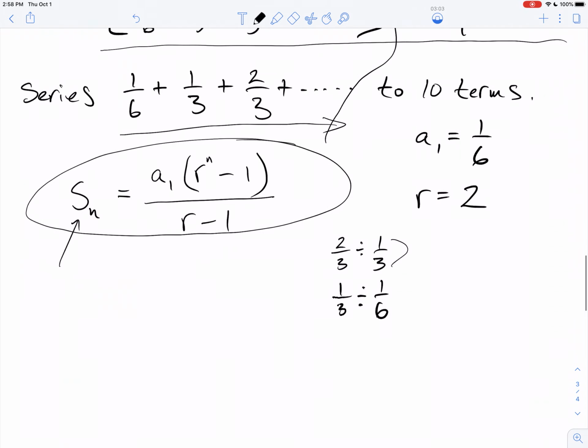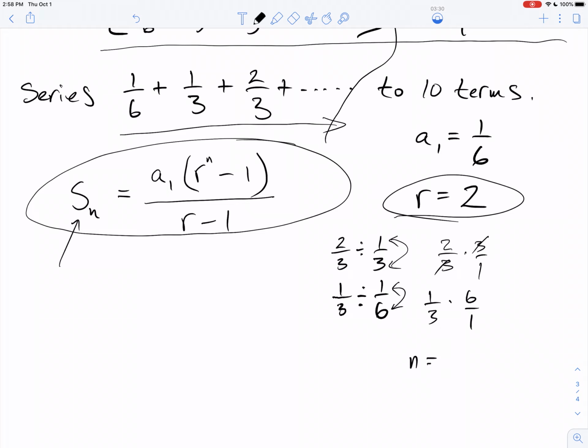And then, of course, this is the same as it's always been. Flip and multiply. So it would be 2/3 times 3 over 1, and bam, boom, there's 2. Or 1/3 times flip it over, 6 over 1, bam, boom. You get 2. So there's my R value, my common ratio. The word is ratio, division. And then how many terms do they want us to add up? They want us to add up 10.